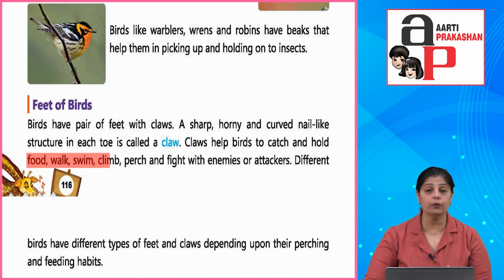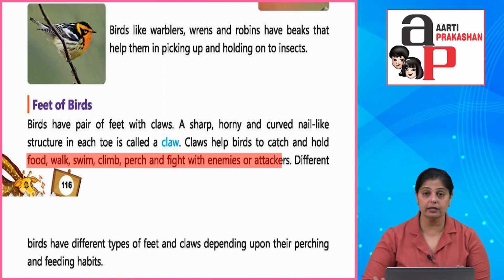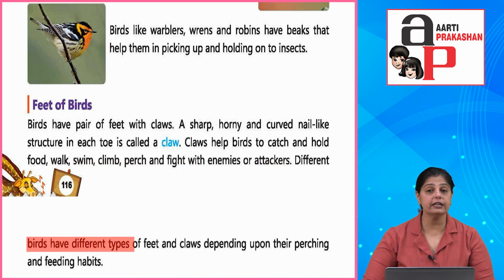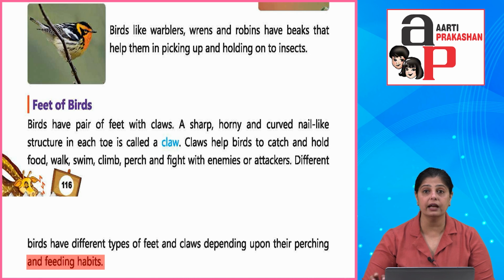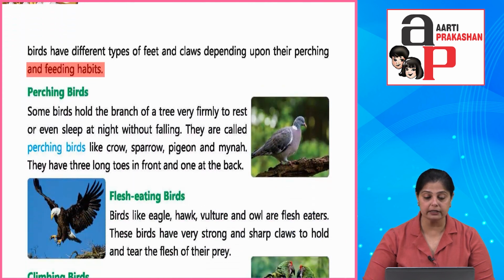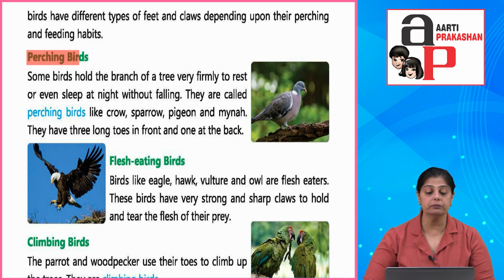They hold, they walk, okay, they swim, they climb, they perch and they fight also with enemies or attackers through their legs. Okay, that is the claws. Okay. Now different birds have different types of feet and claws depending upon the perching and their feeding habit. उनके खाना खिलाने के habit के हिसाब से, perch करने के habit के हिसाब से उनके claws का shape depend करता है. Now let's look at perching birds.